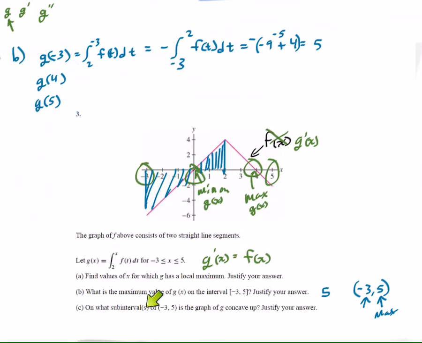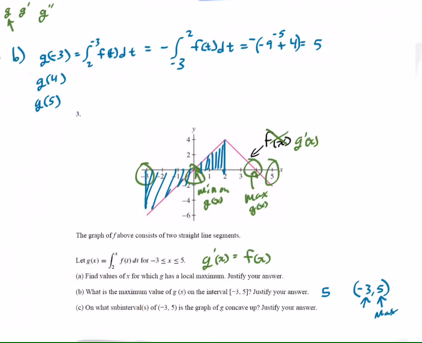Now it says on what subintervals of this is the graph concave up. Concave up would be where this G prime is increasing. Because wherever it's increasing, that's where G double prime will be positive. So this is G prime. It's increasing here. If I were to graph G double prime, wouldn't all of this be above the x-axis because it's positive? If it's above the x-axis and it's positive, it's concave up in that area.